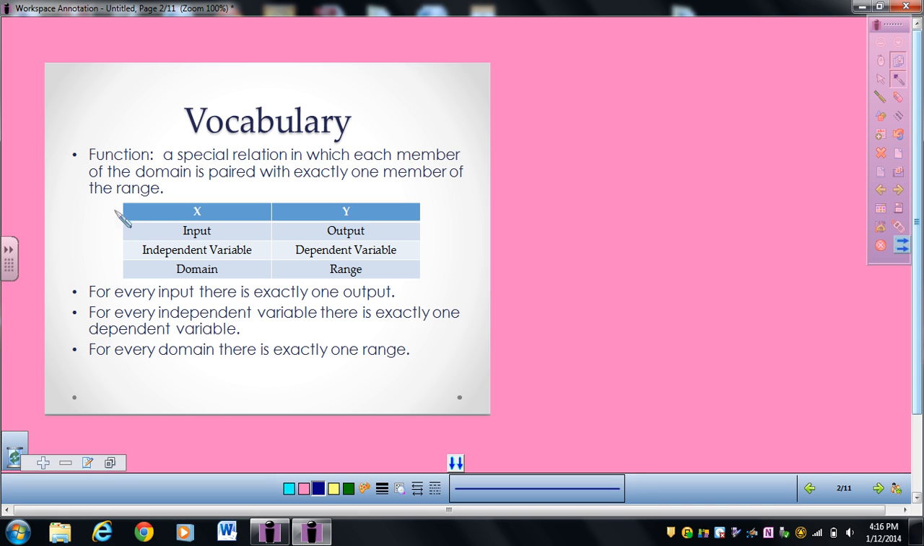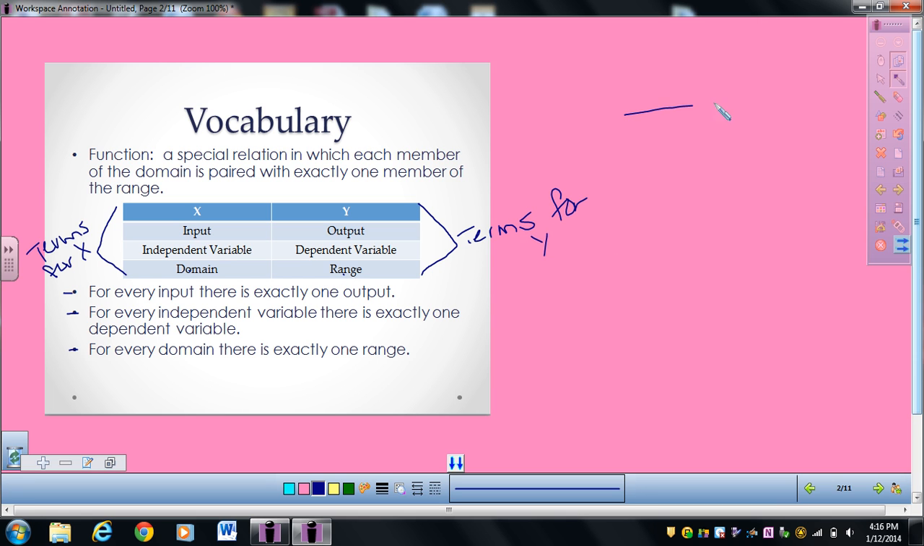And here are the different terms for x. And here are the different terms for y. And these are the different ways that we have to remember things. For every input, there's an output. That means for every x, there is one y. For every independent variable, there is exactly one dependent variable. So for every x, there is exactly one y. For every domain, there is exactly one range. Again, for every x, there is exactly one y.